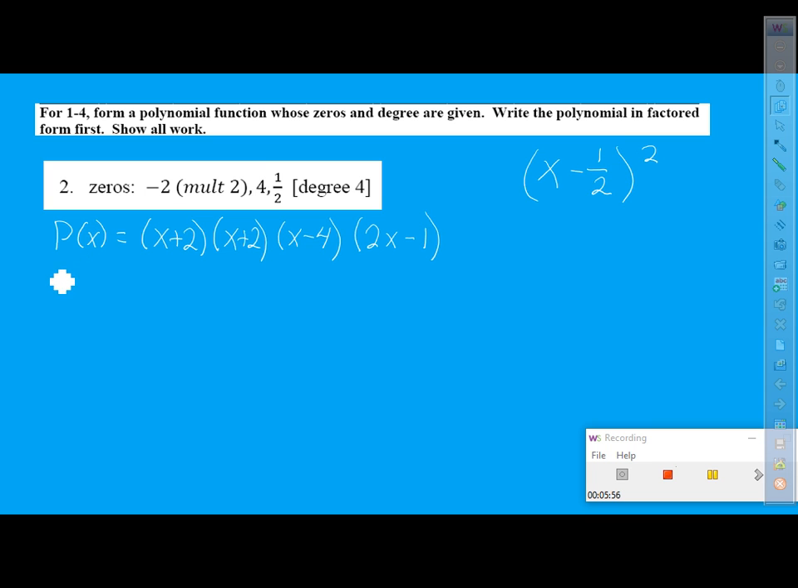So now here goes. There's a lot of different ways to do this. If there's a shortcut, I'd give it to you. So I'm going to multiply this x plus 2 times x plus 2.